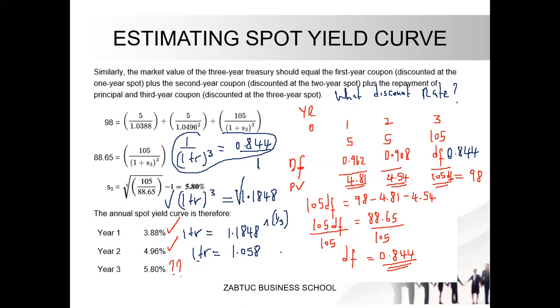When you bring this side on that side, you've got 0.058 or 5.8%. That's what you have here. So the annual spot yields then are 3.88, 4.96, and 5.8.